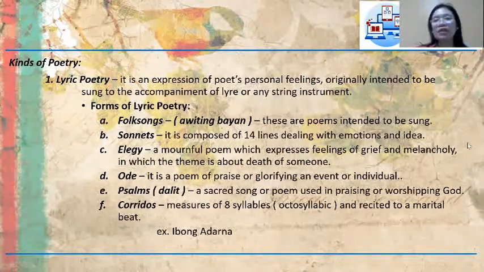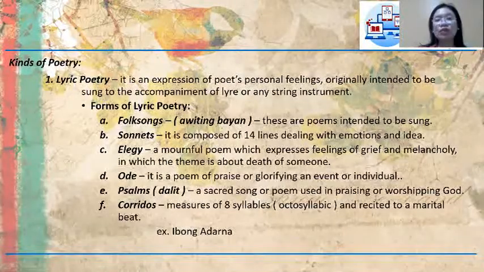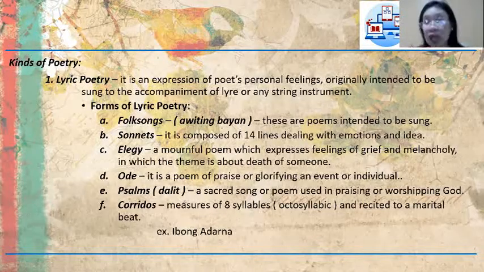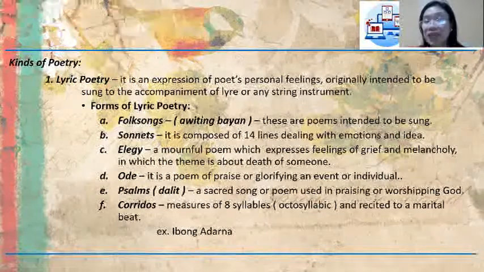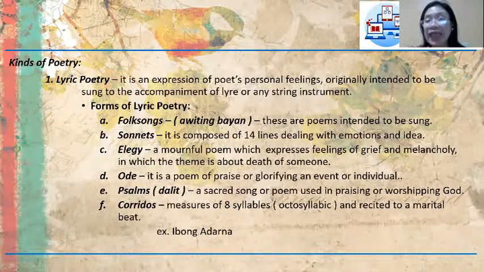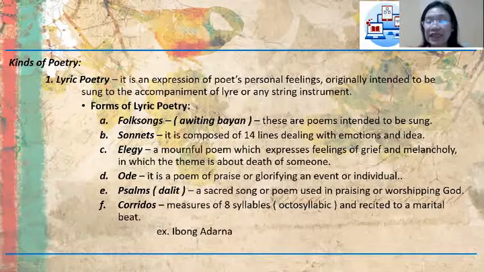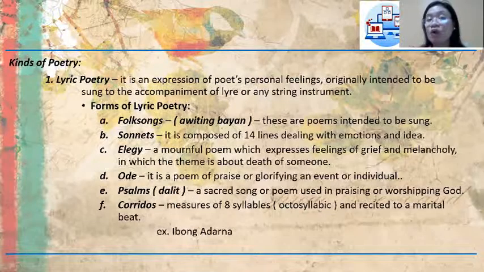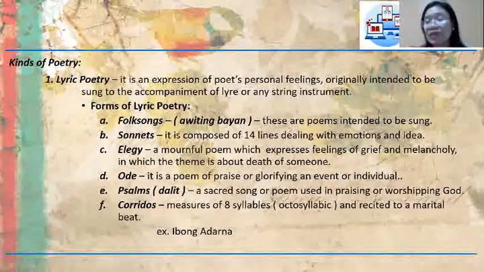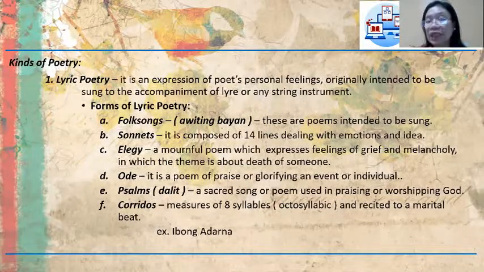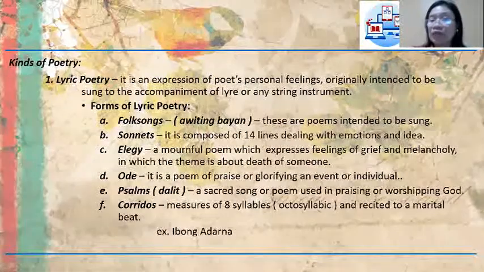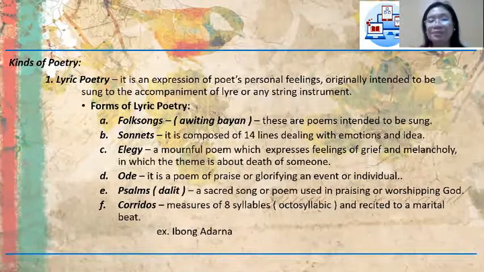Now, what are the different forms of lyric poetry? So we have folk songs or awiting bayan. These are poems intended to be sung. And sonnets, composed of 14 lines dealing with emotions and ideas. And we have elegy. What is elegy? It is a mournful poem which expresses feelings of grief and melancholy, in which the theme is about the death of someone. So in other words, elegy is a poem for the dead.